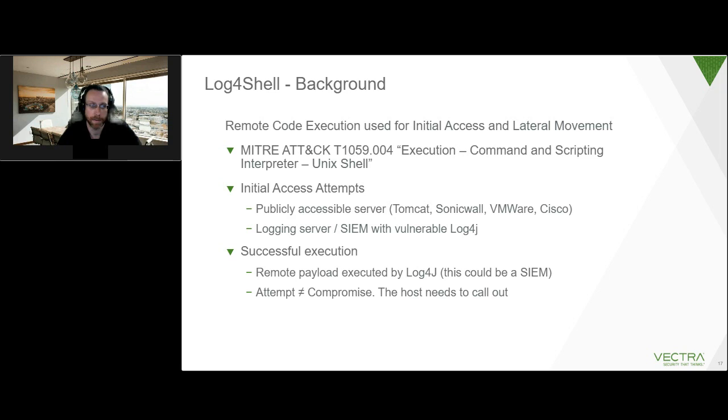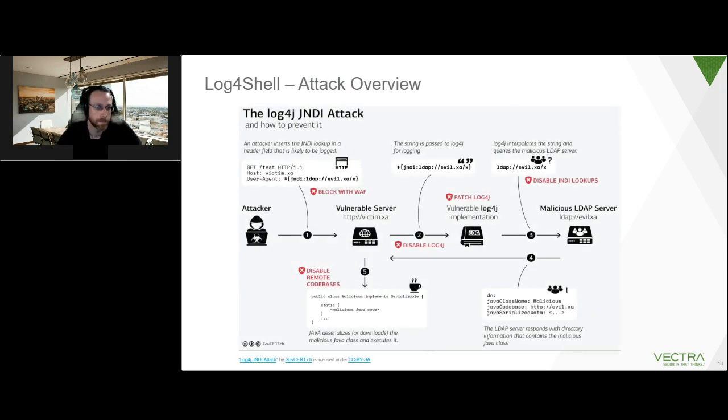So let's look at the anatomy. Thanks to govcert.ch, this is a great Creative Commons graphic. Here an attacker inserts a JNDI lookup into a header field that is likely to be logged. Think user agent, URI, anything that's going to get processed. That goes in. Your vulnerable server, or even your potential server, grabs that and parses it with log4j. And also your SIM does, and anything else that's taking that logging, anything in that chain.